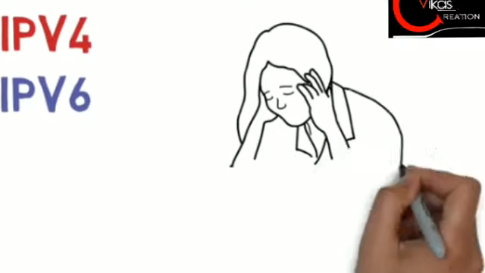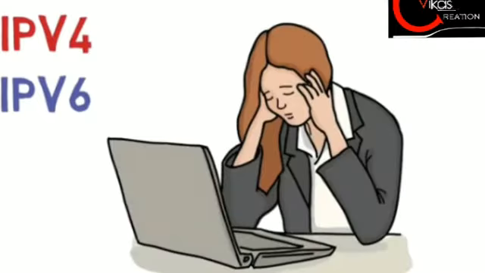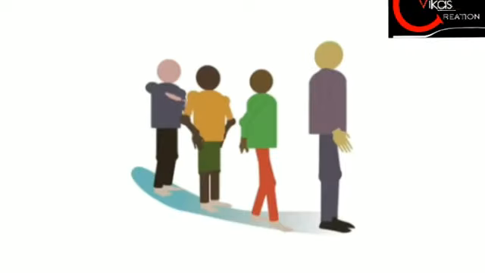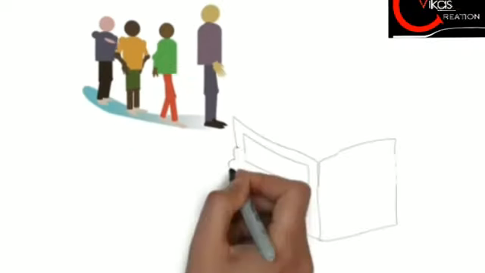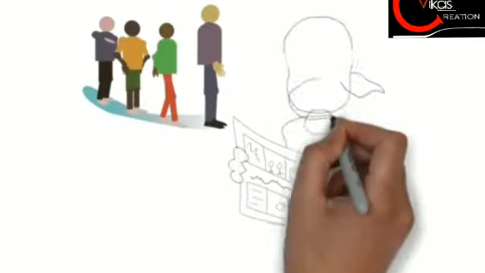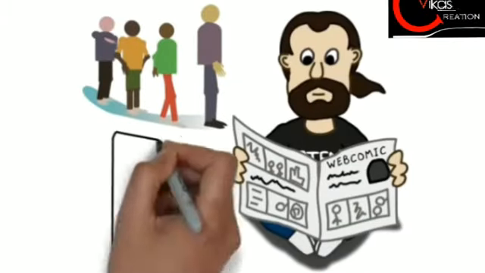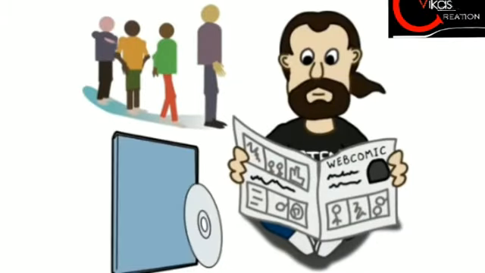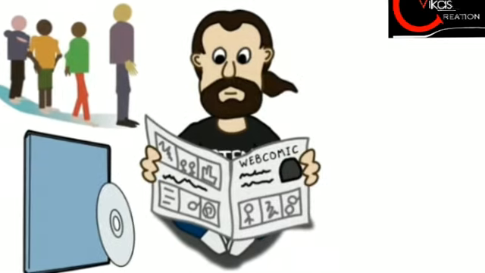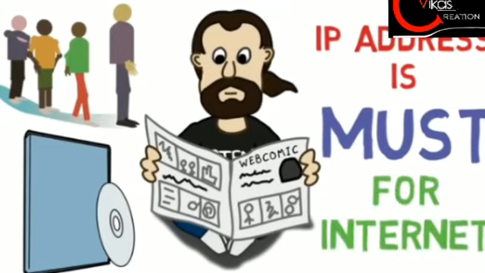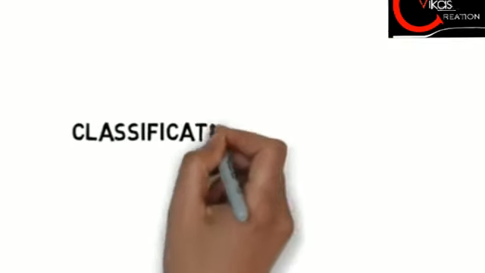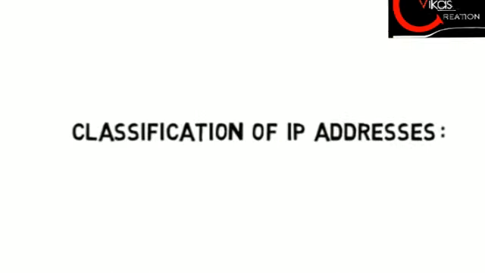Without this numeric protocol, we would not be able to connect to the internet. And without the internet, we would be standing in long queues to get our train tickets, we would be looking at newspapers to see where jobs are available, and we would be buying storage devices like CDs because without the internet, cloud storage would not work. So, an IP address is a must for an internet connection. IP address can be classified as dynamic IP addresses and static IP addresses.